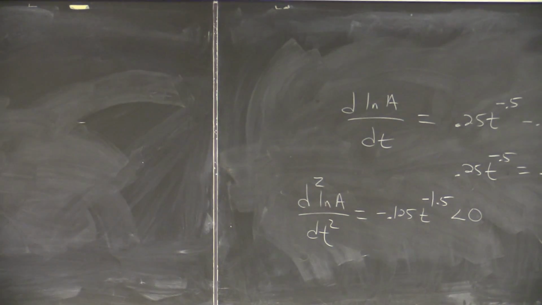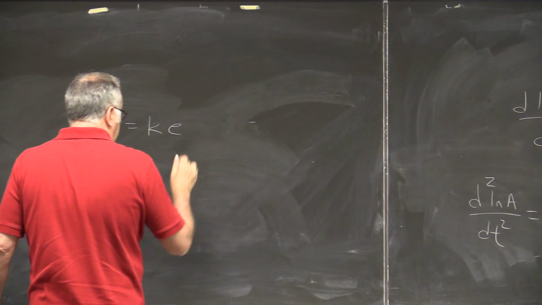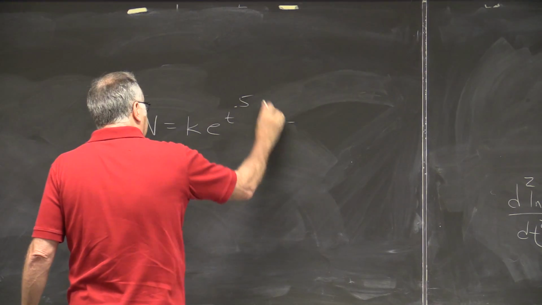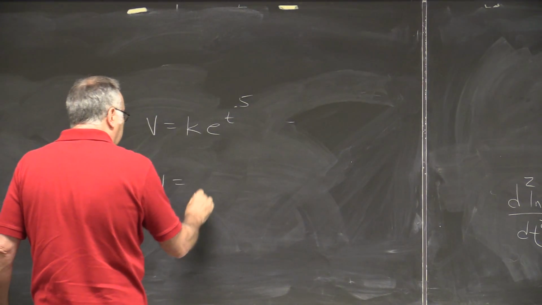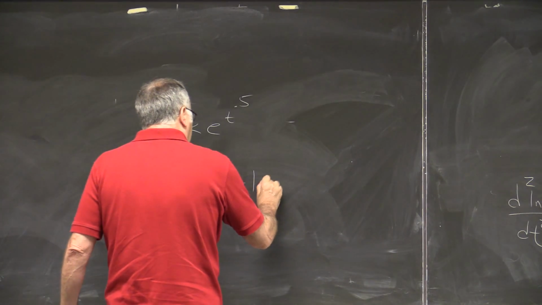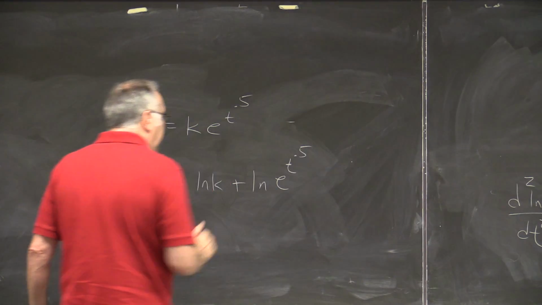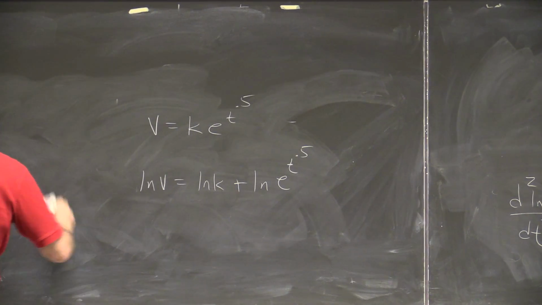You have this equation, V equals K times e to the t to the 0.5 power. Take the log on both sides. Log V equals log K plus the log of e raised to the square root of t power. And now take d log V dt.